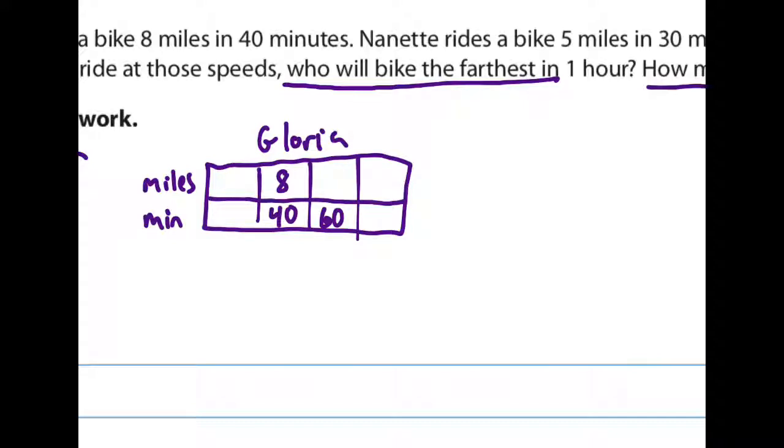Remember, the rule here is 8 times 5 is 40. So the question is, what times 5 is 60? Now, if you know your multiplication tables, you can figure out what times 5 is 60. I would just do 60 divided by 5. Remember, if you do the opposite. And 60 divided by 5 is 12. So in 1 hour, Gloria can ride 12 miles in 60 minutes, or 1 hour.